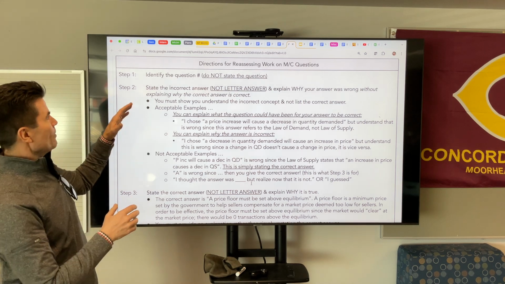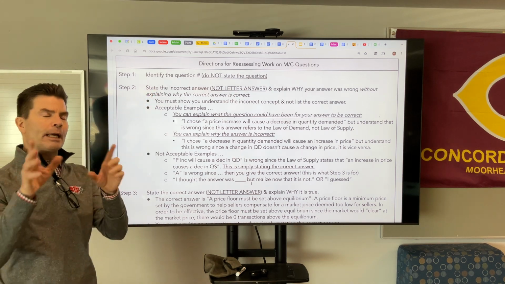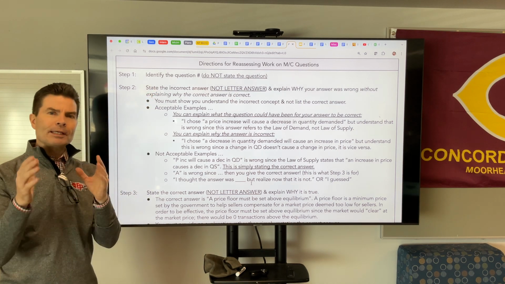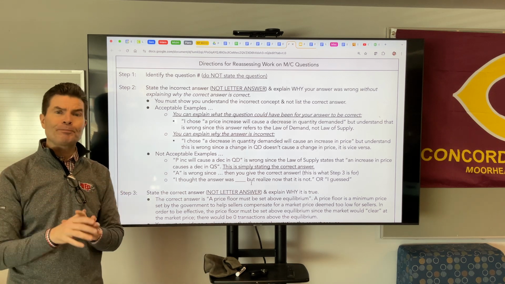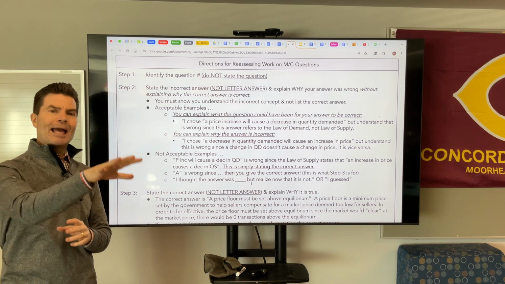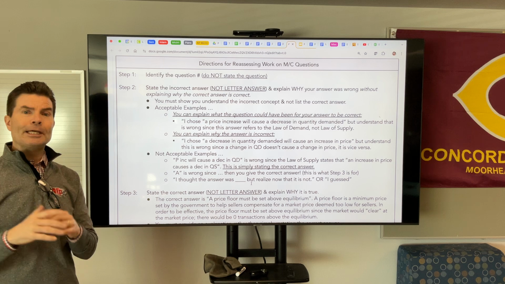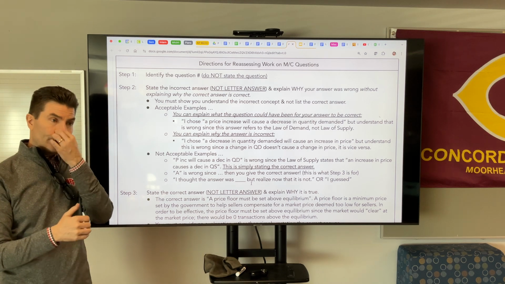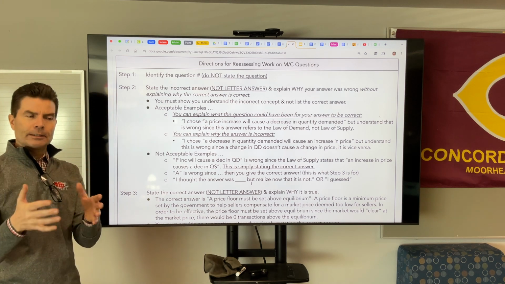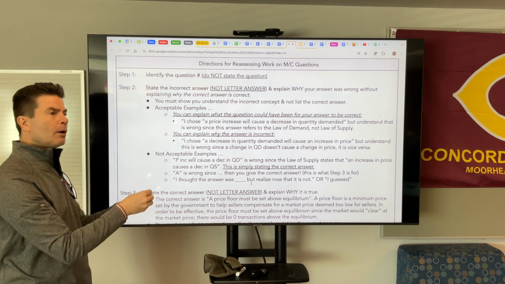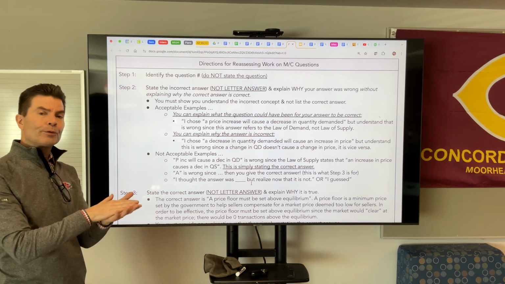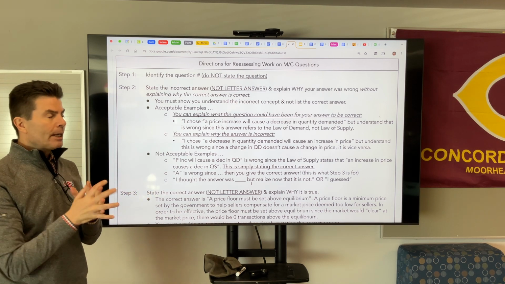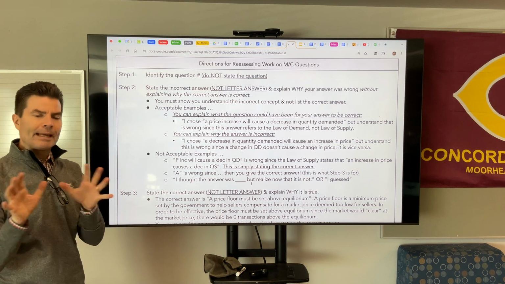All right, so before I get to the steps, this needs to be completed on a separate sheet of paper. You're not going to do it on the actual exam sheet. You're not going to do it on a Google Doc. You're going to actually turn in different sheets of paper along with the original exam if you go through the reassessment process. I just wanted to make that clear right away.